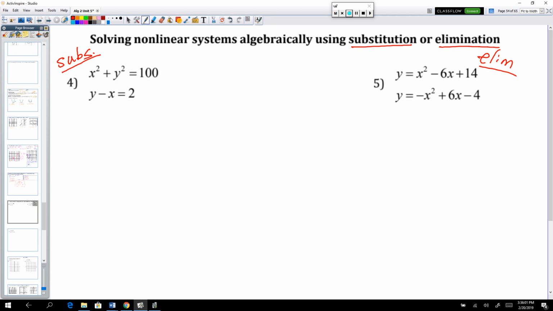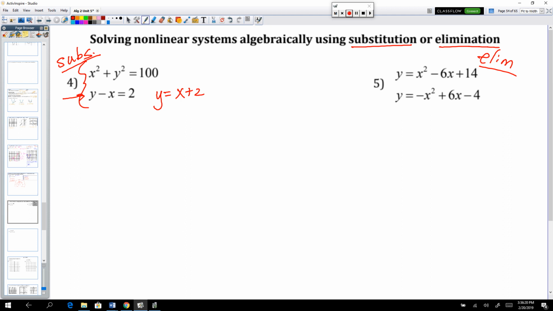Substitution is actually probably going to be the one you use most often. It's usually the most obvious to use. And the way it works is you isolate one variable in one of the equations. So this looks like a good candidate. I can easily isolate y. I can isolate y by adding x to both sides.